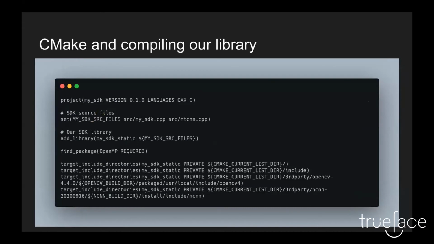So we can now use CMake to generate the build files for our project. In case I didn't mention it already, CMake is a build system generator used to manage the build process. This is what part of the root CMakeLists.txt looks like. Unfortunately, the tool I'm using to generate code snippets doesn't have syntax highlighting for CMake, so you'll just have to bear with me for the next few slides. Basically, we're creating a static library called my SDK static, which you can see right here, and it's going to contain our implementation. So we're compiling our two source files, my_sdk.cpp and mtcnn.cpp.